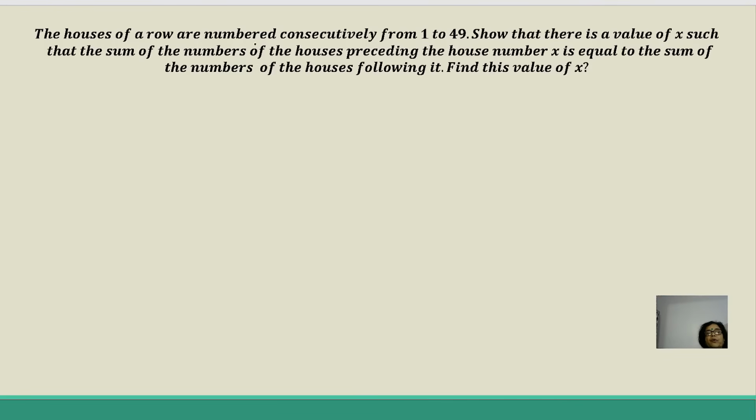The houses of a row are numbered consecutively from 1 to 49. Show that there is a value of x such that the sum of the numbers of the houses preceding the house number x is equal to the sum of the numbers of the houses following it. Find this value of x. So we have here houses numbered from 1 to 49. In between them, there is a particular house number which is named as house number x.